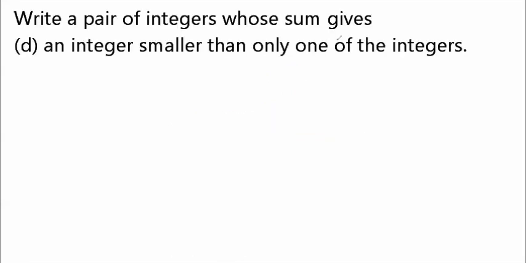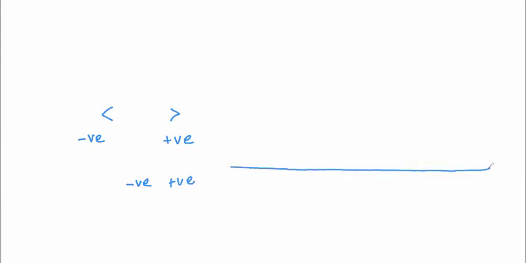Now we know to get an integer smaller than both the integers, we need to have both negative integers. So we want smaller than, then both should be negative integers. We want greater than, then both the integers should be positive. Now we want an integer which is smaller than one integer and greater than the other. That obviously means that we want one negative and one positive. So one number should be negative and one should be positive. So let's take an example.